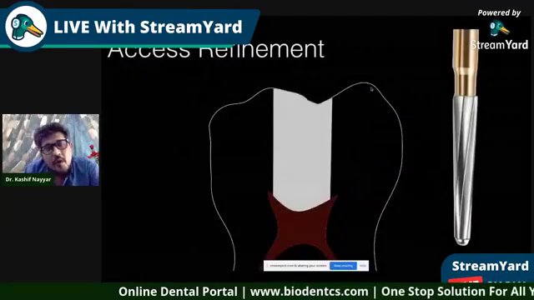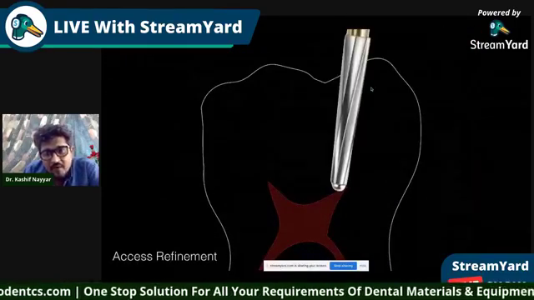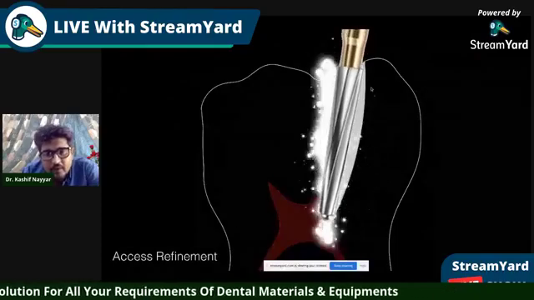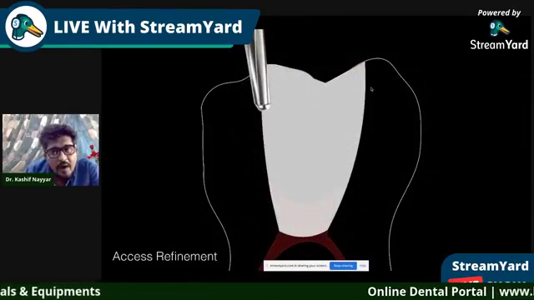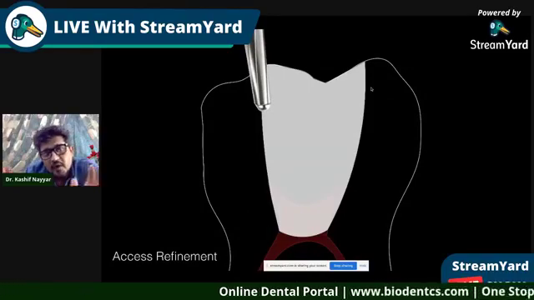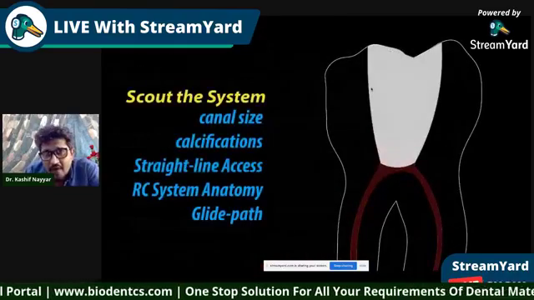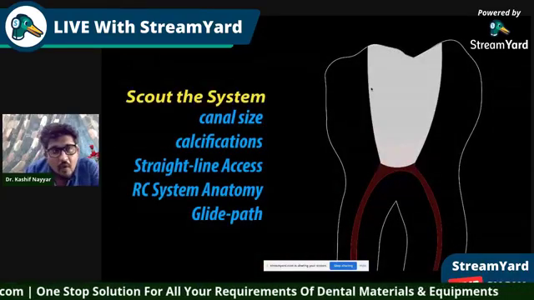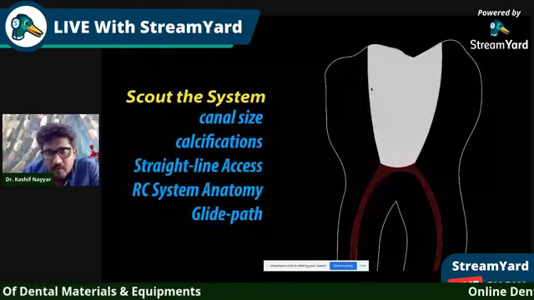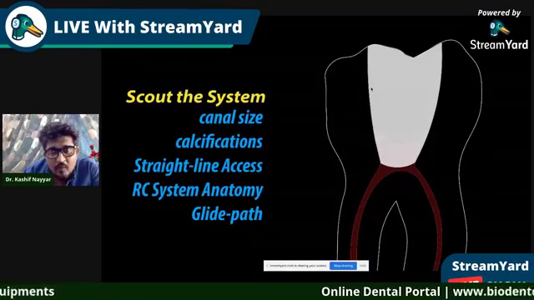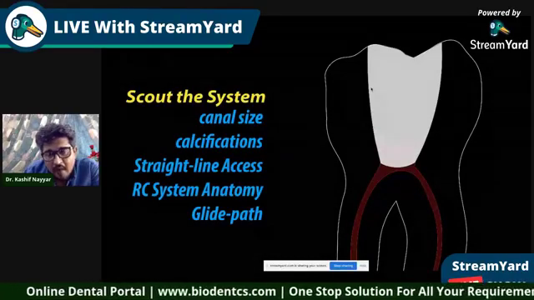For access refinement, I recommend using the Endo Z burr, and it has a safe-ended tip. So if accidentally you touch the floor of the pulp chamber, there is no harm. The objective here is to create a funnel-shaped cavity so that you have easier access to all canal systems. The next step which comes is not pulpectomy, not removing the pulp, but scouting the system, to see how many canals a tooth may have.